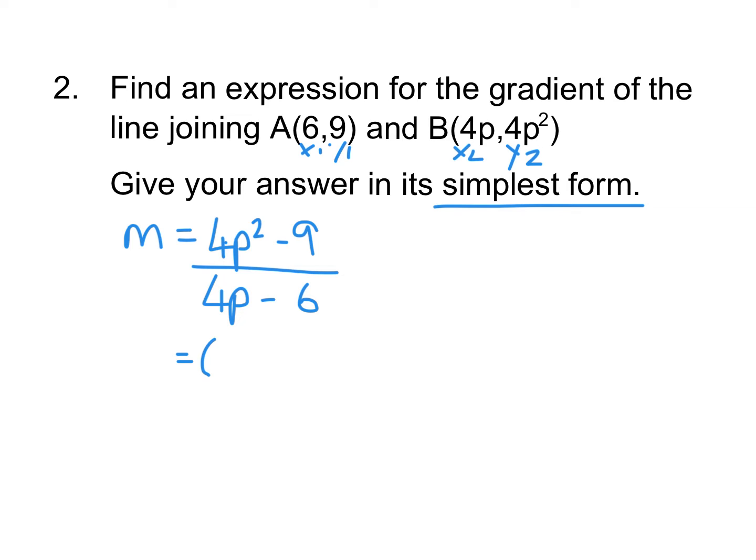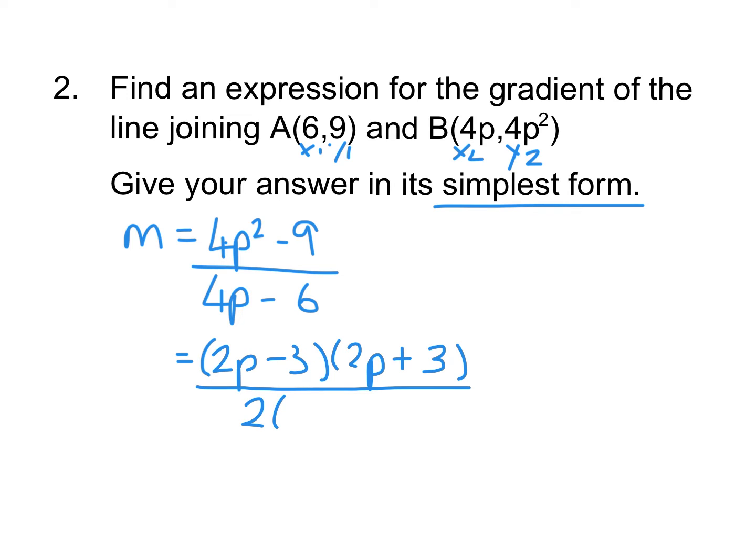So to get the 4p squared, that comes from 2p times 2p. And to get the 9, that comes from 3 and 3. One a plus, one a minus, doesn't matter which way round it goes. Bottom line has a common factor of 2, so divide both things by 2. I forgot to divide by 2 there. So that leaves you with 2p minus 3. Oh, there's the 2p minus 3's can cancel out. And that leaves you with an answer of 2p plus 3 all over 2 for your final answer.